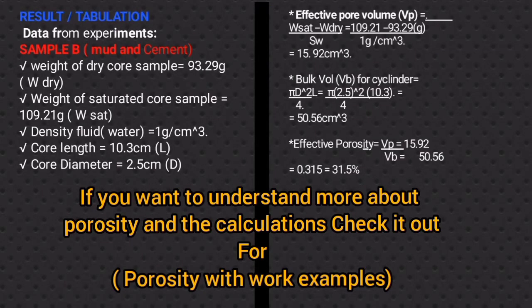Sample B. Follow the same process of calculation. You will notice that sample B has the highest porosity, which is 31%.